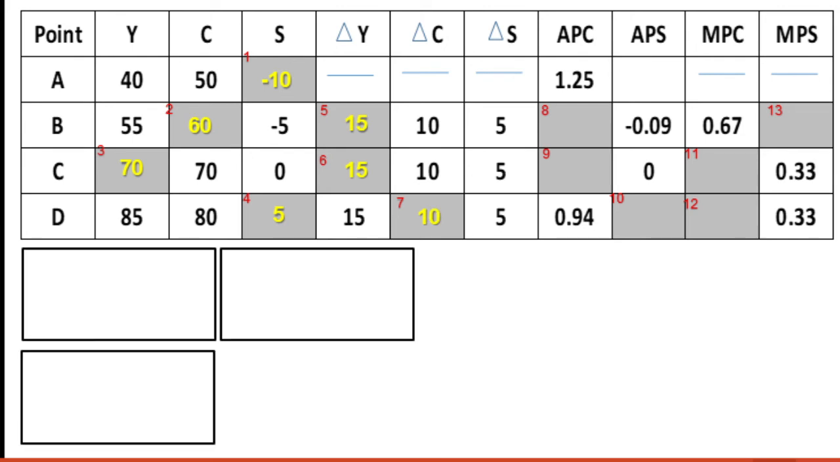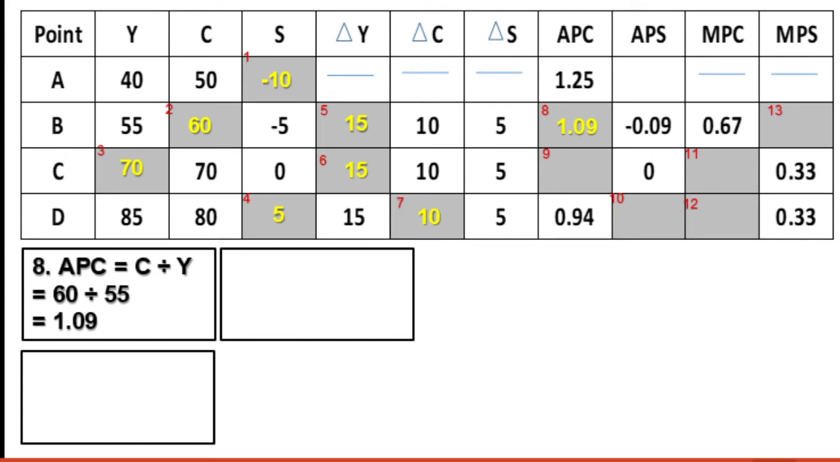Let us proceed to question number 8. We will look for the value of APC. For APC, our formula is C divided by Y. So we have 60 divided by 55. And our answer is 1.09.